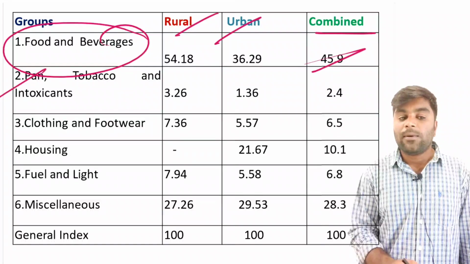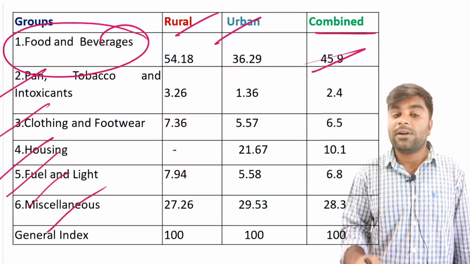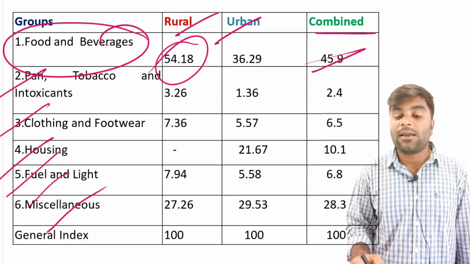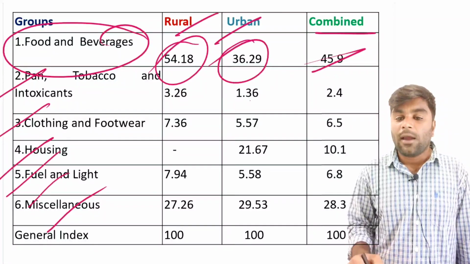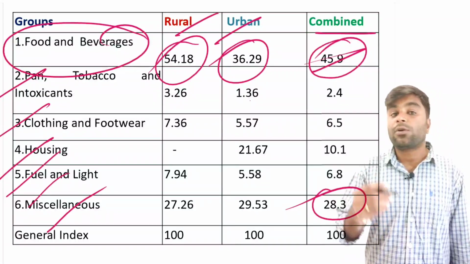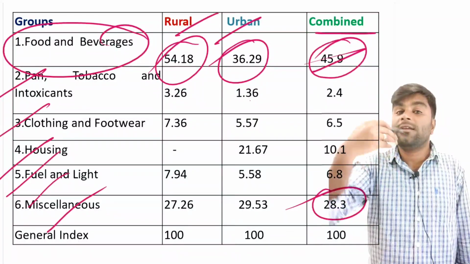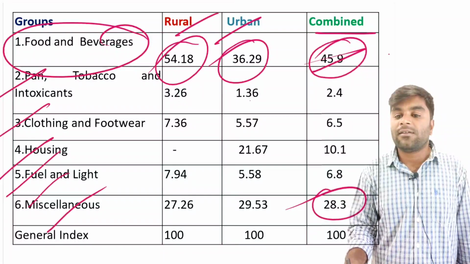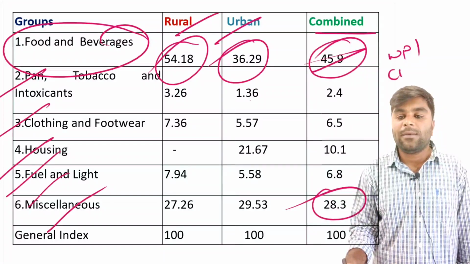So you even need to remember what items have the highest weightage in the rural, what items have the highest weightage in urban, and what items have the highest weightage in combined, and next miscellaneous. So in such a way you try to remember the basic data which has the highest weightage, which has the lowest weightage in WPI and CPI combined.